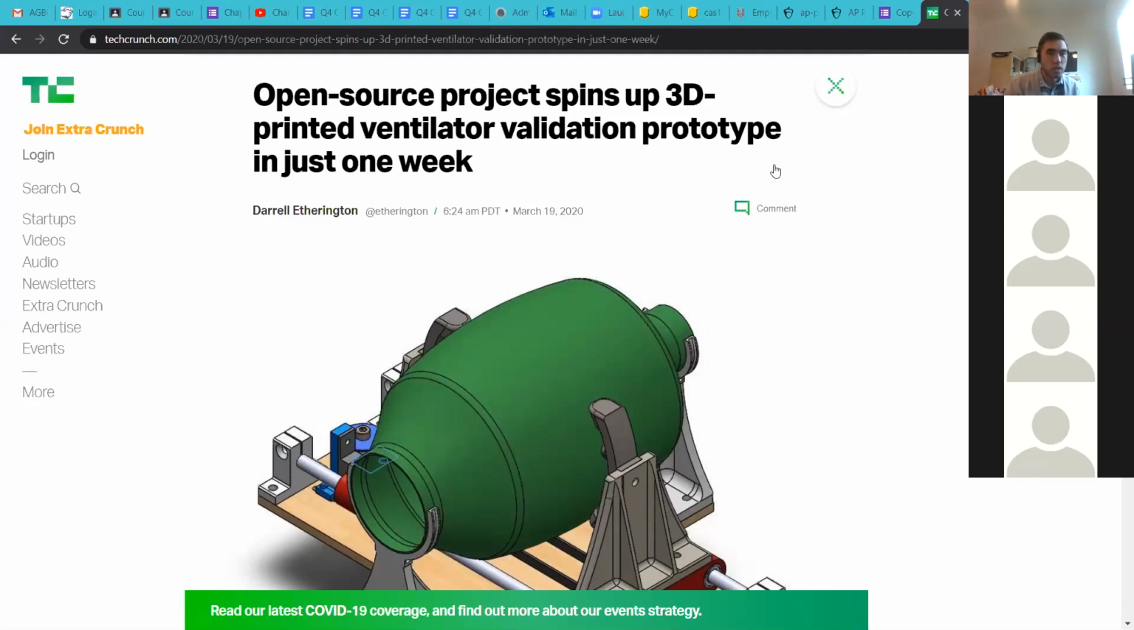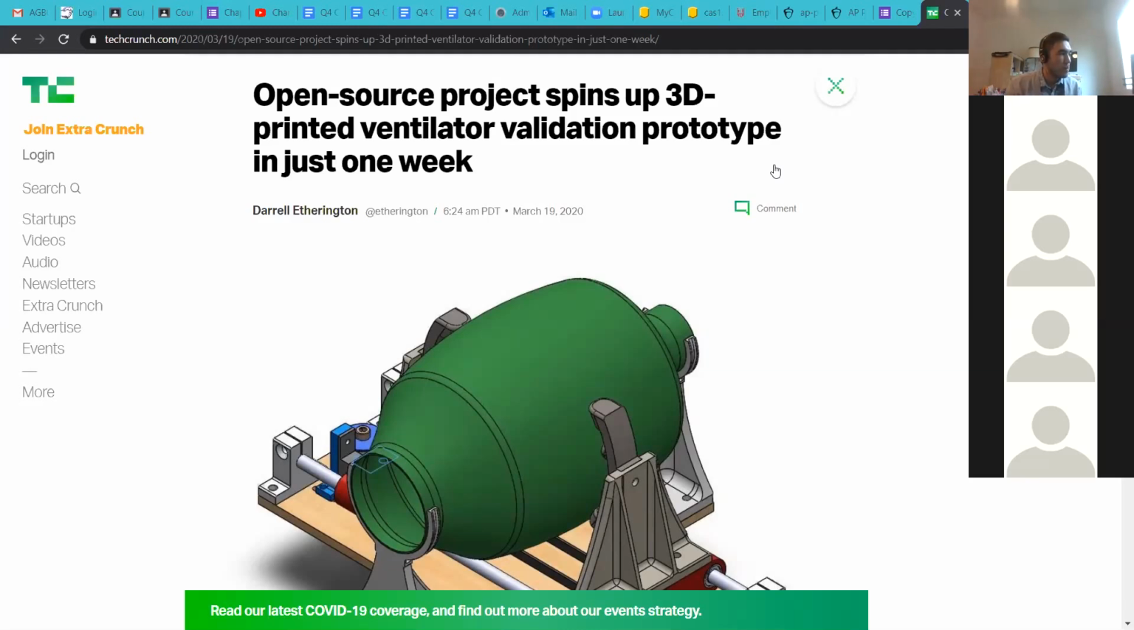So there's a product called Open Source Ventilator, which was completed in 1 week by a team of approximately 300 engineers working remotely, just a bunch of people contributing designs and code to GitHub, which, if you don't know, GitHub is the standard website for how teams work together to produce code.